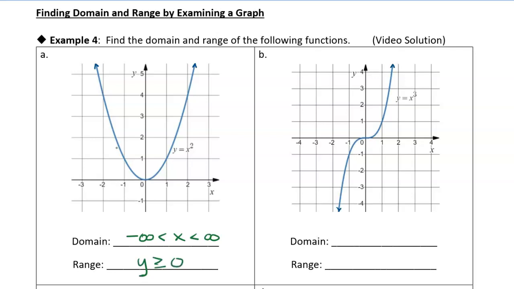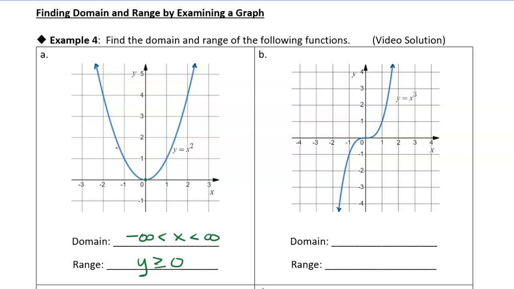Now I want to include 0 because this point right here is part of the graph. That's the point (0, 0). When x is 0, y is 0. So 0 is a valid output of the function, and we're going to include that. So at least here, we're just going to use inequality notation.